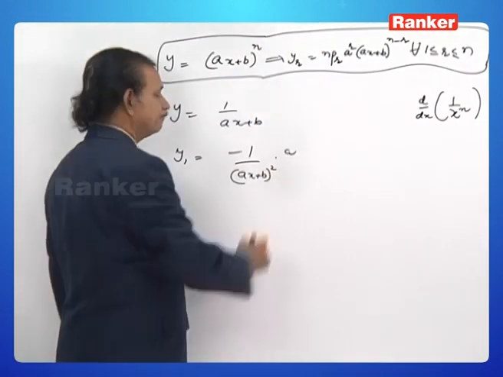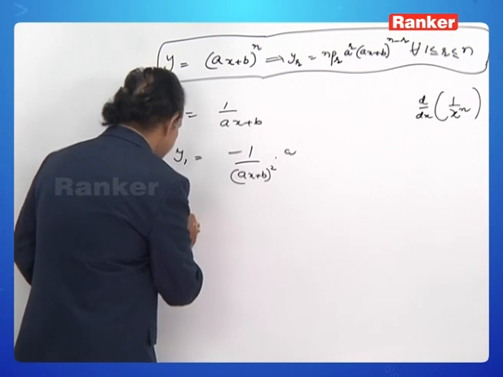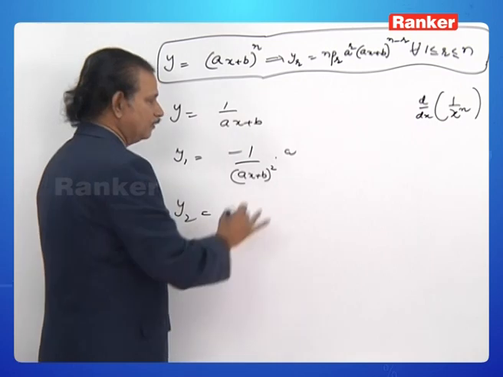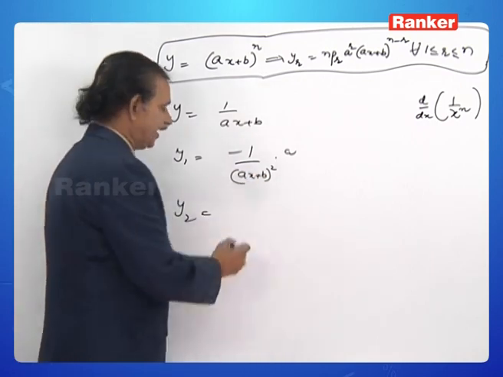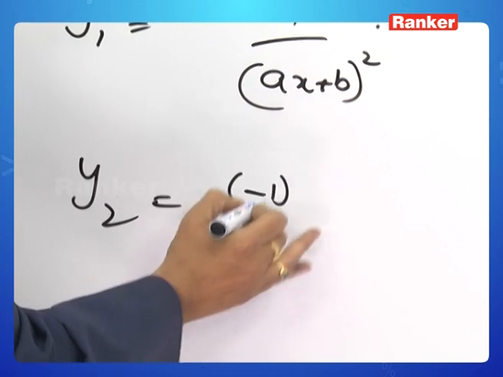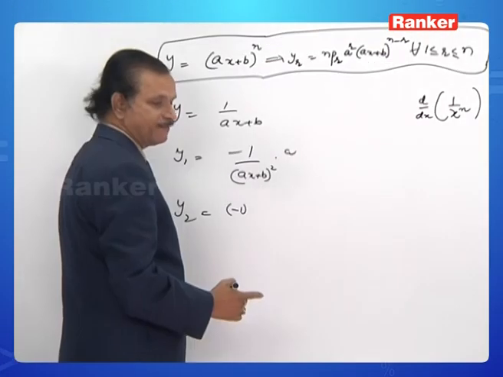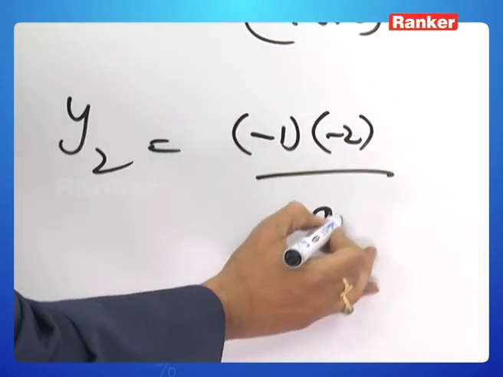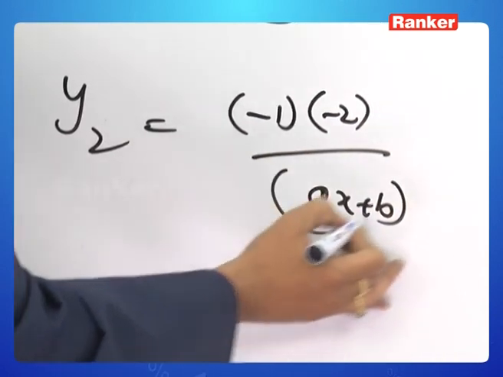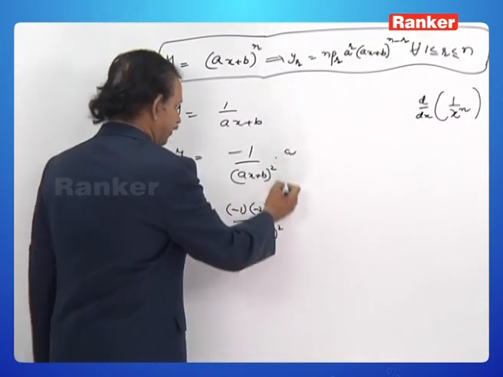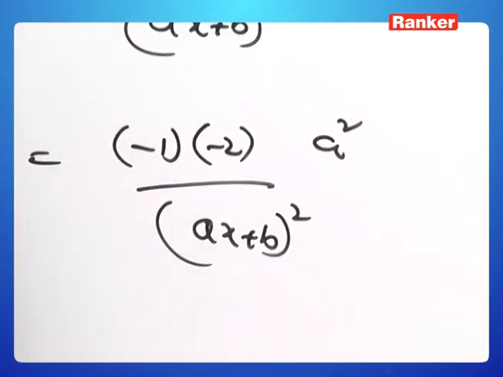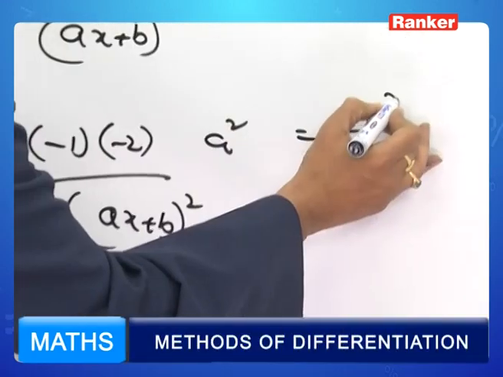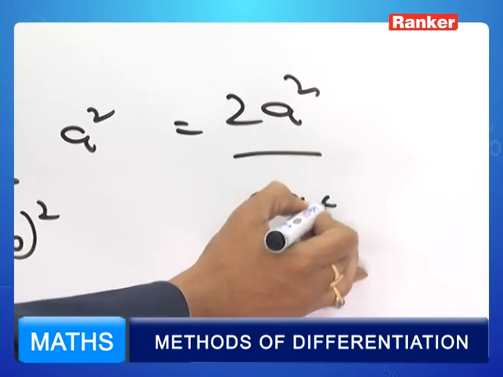Minus 1 by x square into a. Again, y2. You forget minus 1 and a. 1 by ax plus b whole square, already minus 1 is here. 1 by x square, what is the derivative? Minus 2 by x cube. Minus 2 by x cube, that is ax plus b whole cube into one more a. Already one a is there, so it is a square. Again, this is nothing but 2a square by ax plus b whole cube.